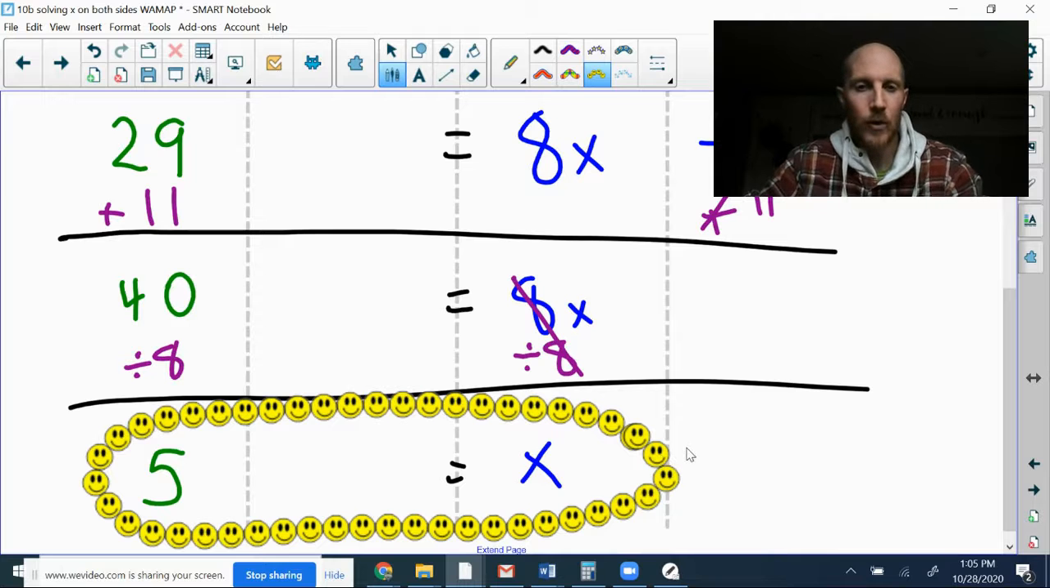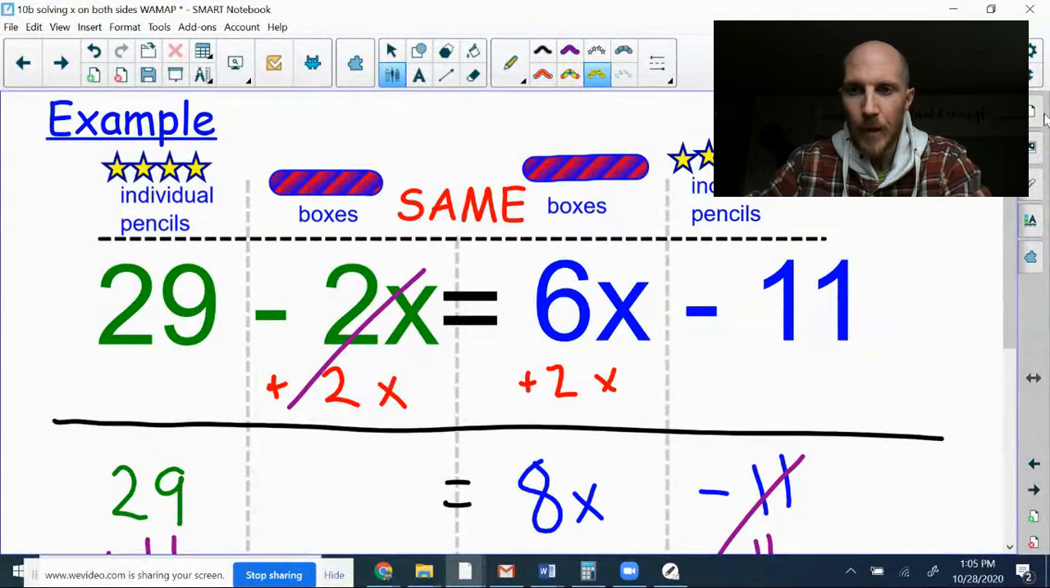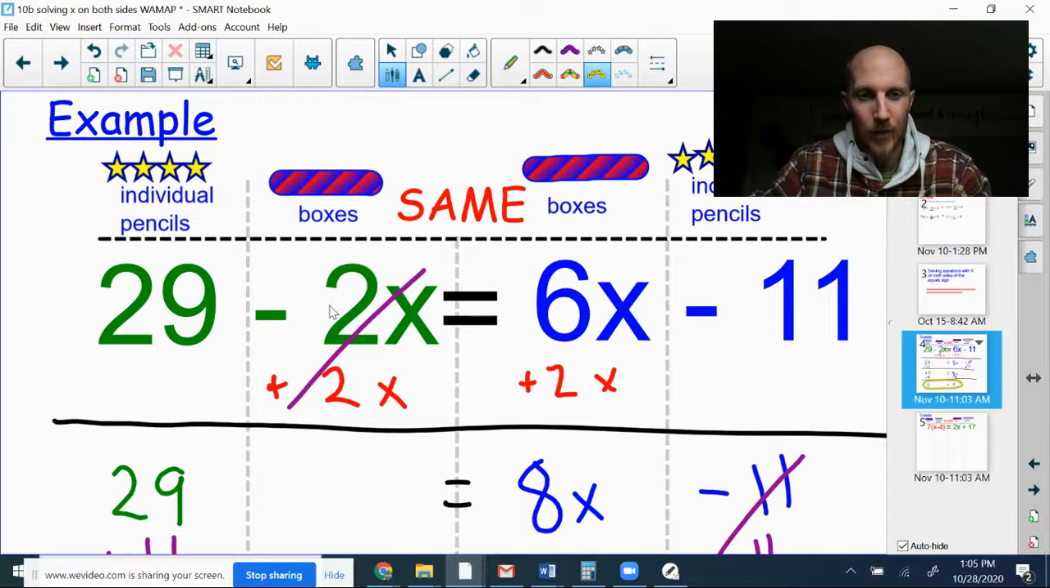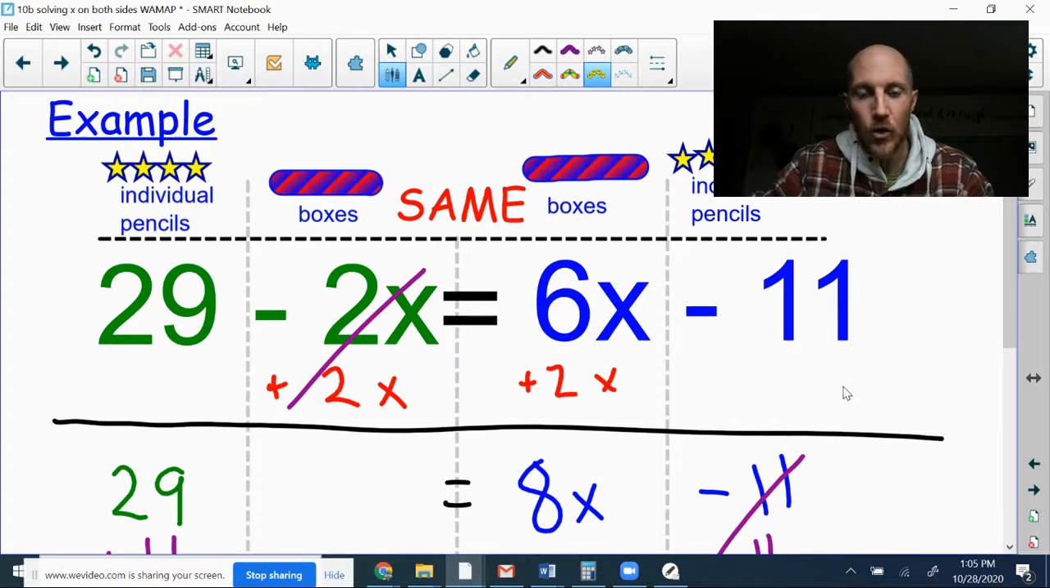Nice. So let's revisit what we just saw in the do now, because those numbers all showed up in this problem. So the opposite of positive 29 is negative 29. The opposite of 6x is negative 6x, negative 2x the opposite of 2x, negative 11 the opposite of 11. Any one of those four things could have been our first step in this problem. Those are all the same numbers that we see right here. We got a positive 29, the negative 2x, the positive 6x, the negative 11.